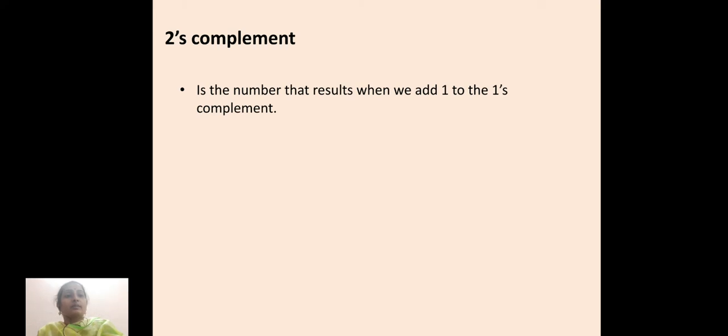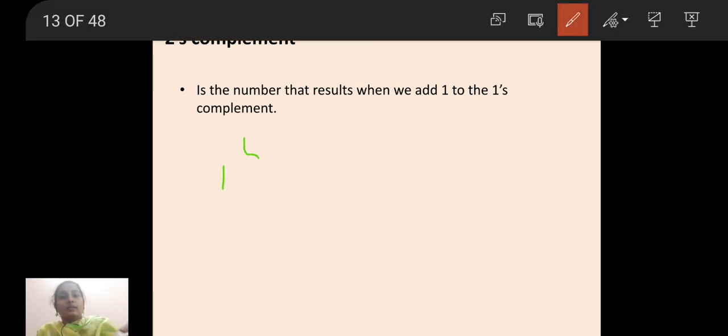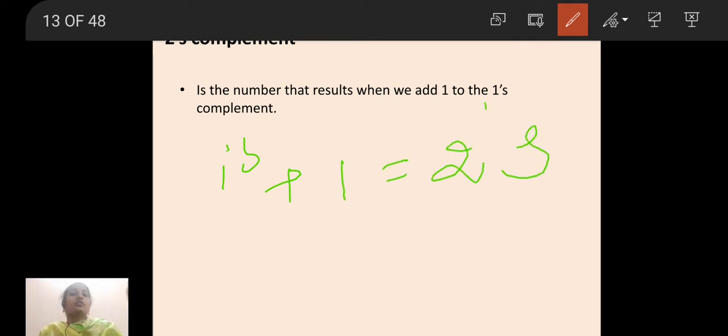While coming to the twos complement, it is adding 1 to the ones complement. So first you take the one's complement of that particular number, and add 1 to the one's complement, then we are getting the 2's complement. Is it clear? Okay, see here.